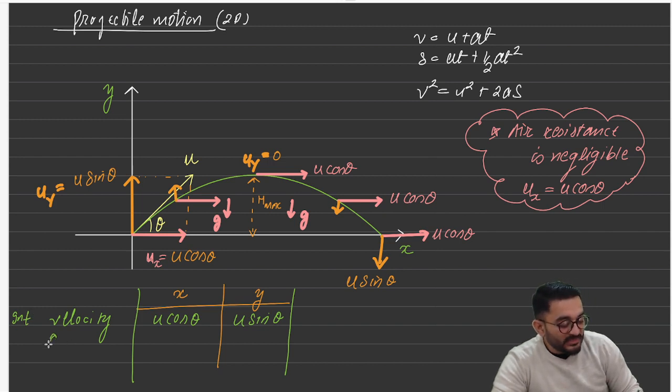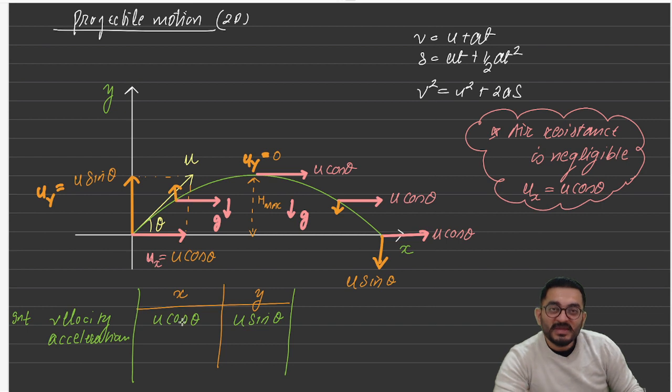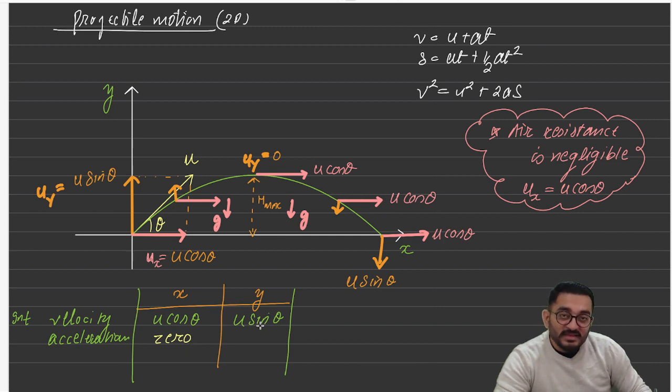Then the second thing I can comment on is the acceleration. On the x-axis, u cos theta remains constant, and when speed remains constant, that means your acceleration is 0. But on the y-axis, the gravity component is there, and that is the reason your speed is initially decreasing and then increasing. So remember, minus g is present on the y-axis.